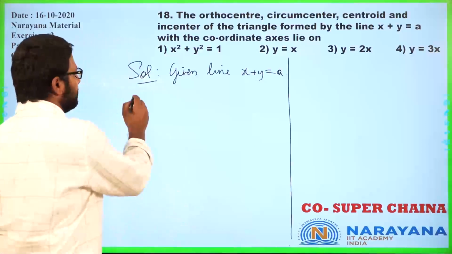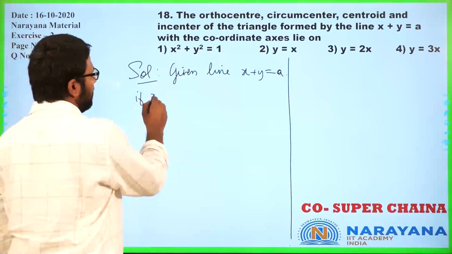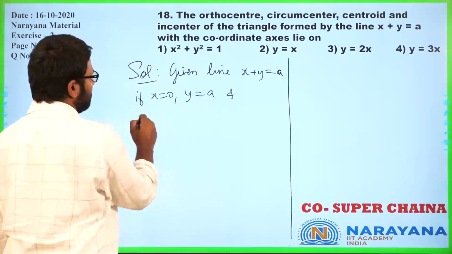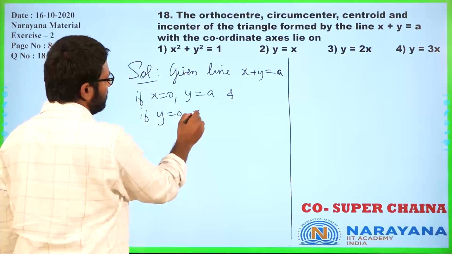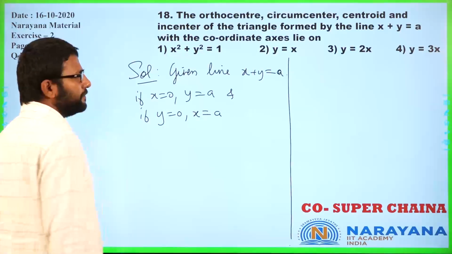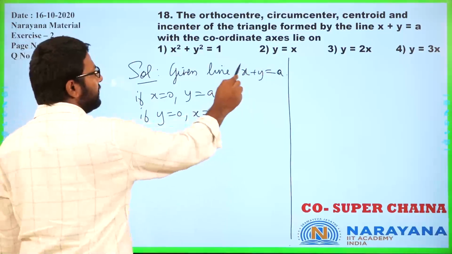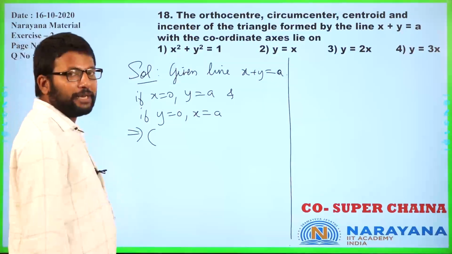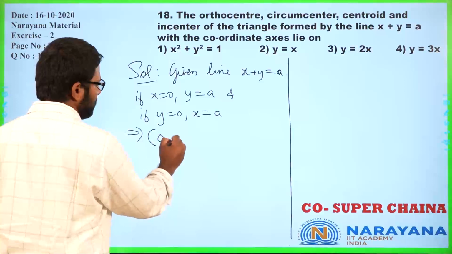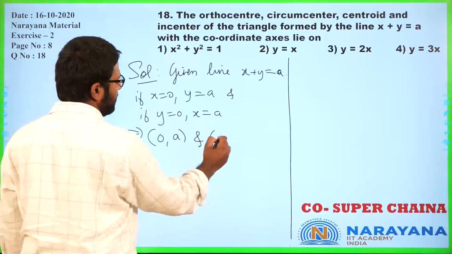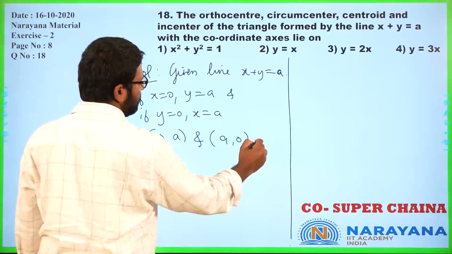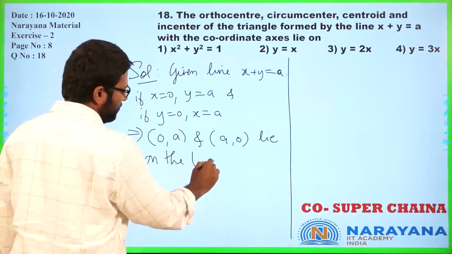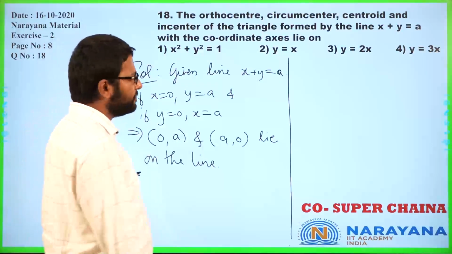Can we find some points on this line? If x equal to 0, what happens? y equal to a, and if y equal to 0, x equal to a. If this is 0, x equal to a. If this is 0, y equal to a. Which means 2 points on the line. What are those 2 points? (0, a) and (a, 0) lie on the line. Why did we do this? Because now we need to plot this line.